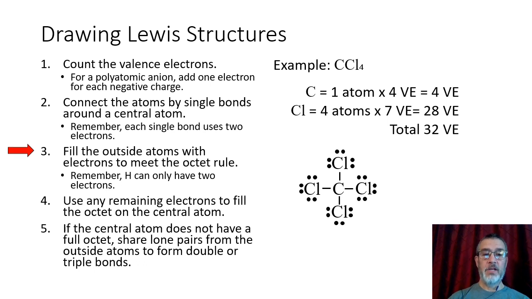The next step would be to use any remaining electrons to fill the octet of the central atom, but I don't have any additional electrons, and the central atom already has a full octet. So that means this structure for CCl4 is complete. And again, if I look at the central atom, there are no lone pairs on that central carbon atom. All I have is bonds. I don't have lone pairs of electrons on that central atom.